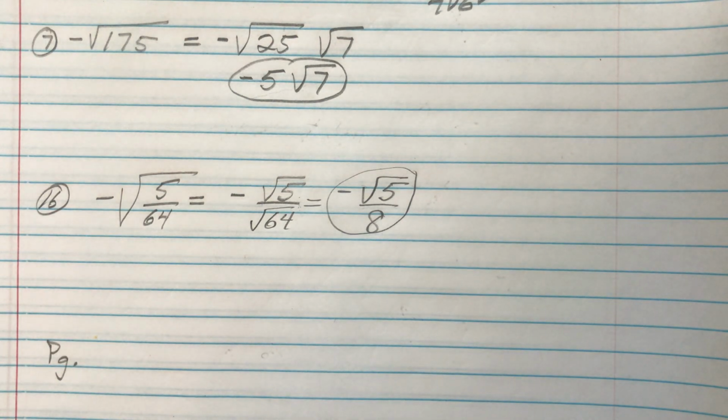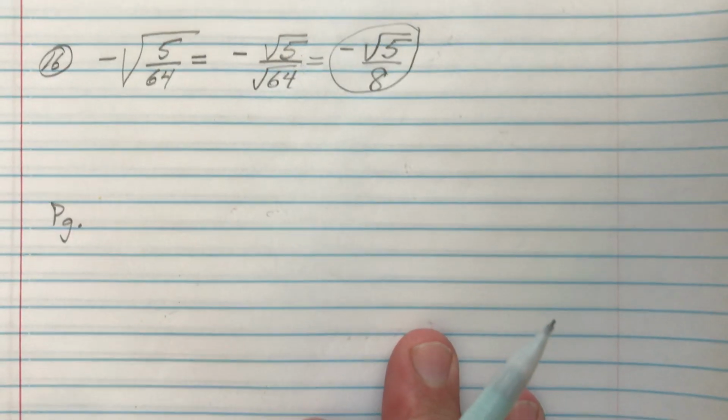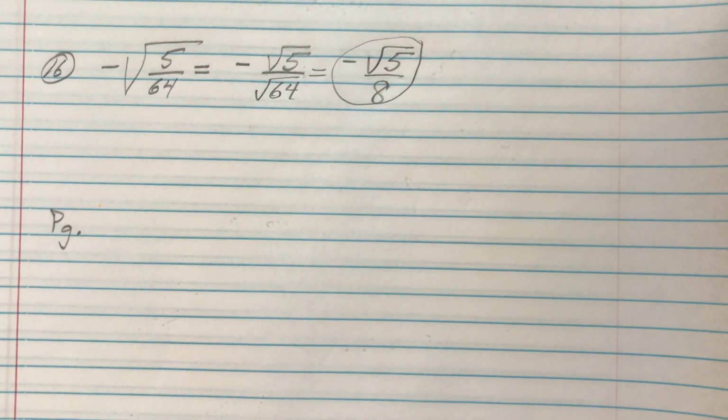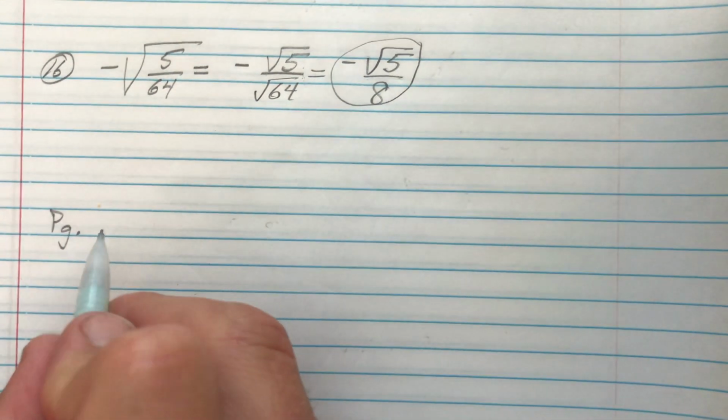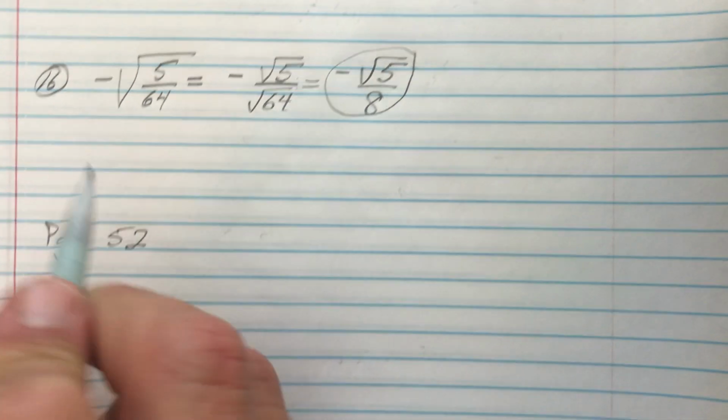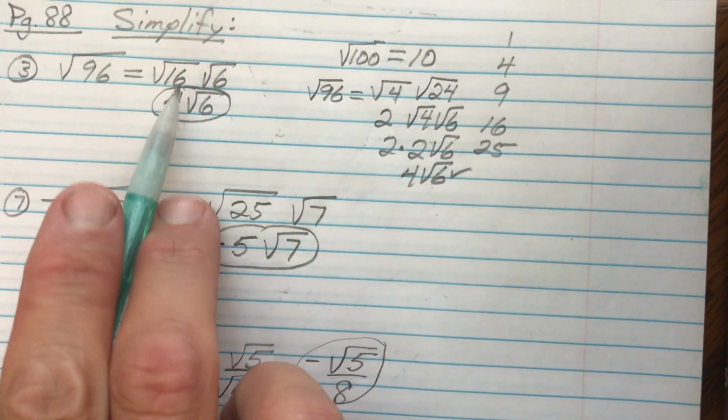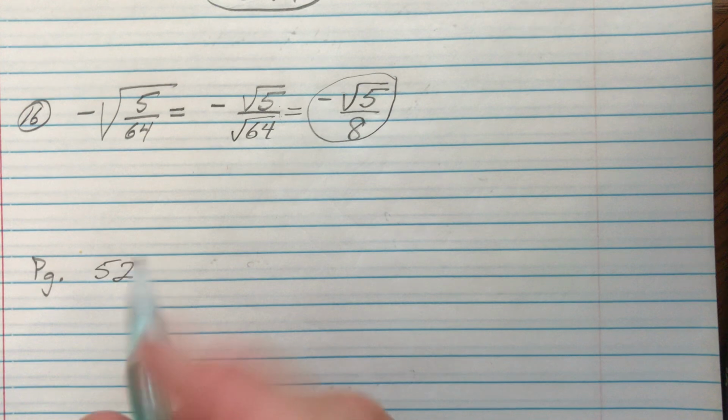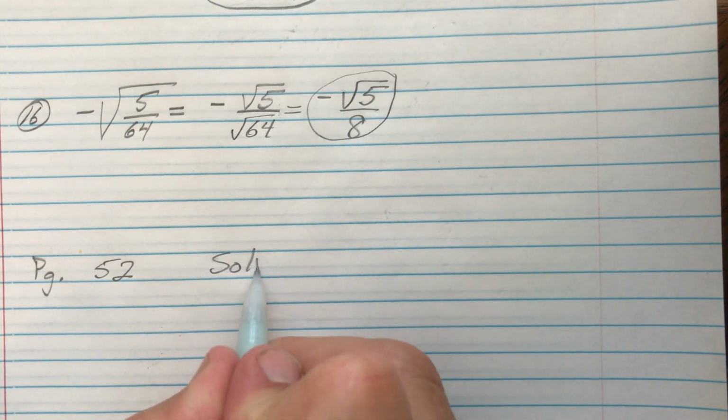We're done. The last part of today's lesson is over on page 52. And these are radical equations. So the first set of directions was to simplify. This is to solve for x.